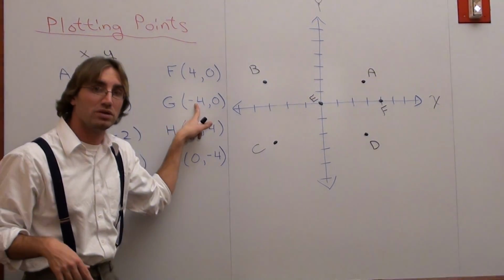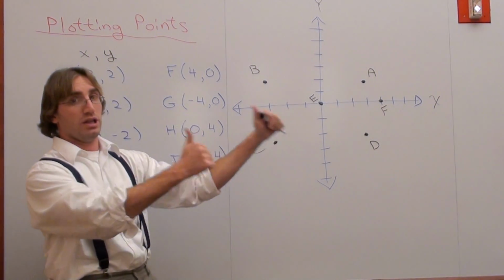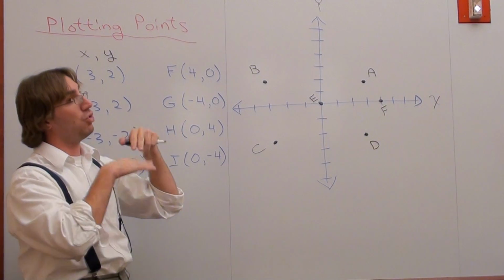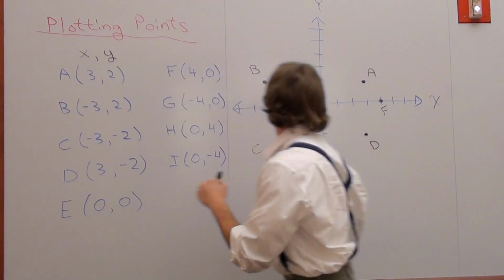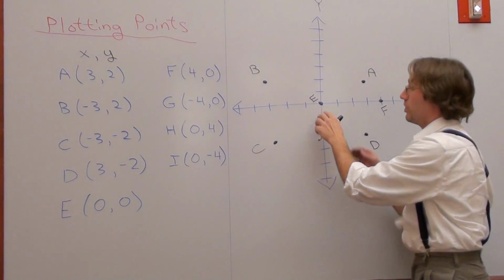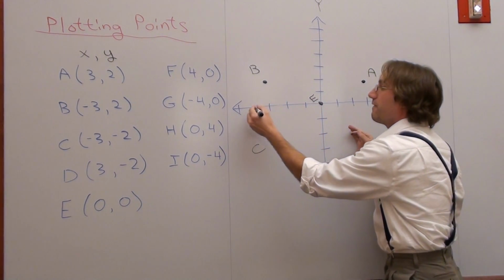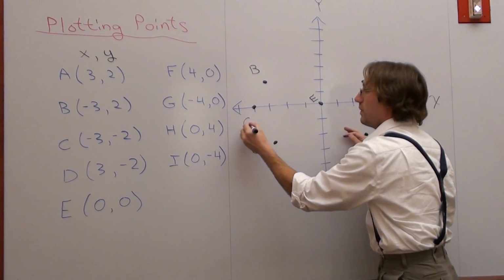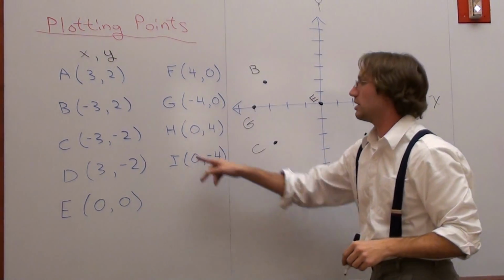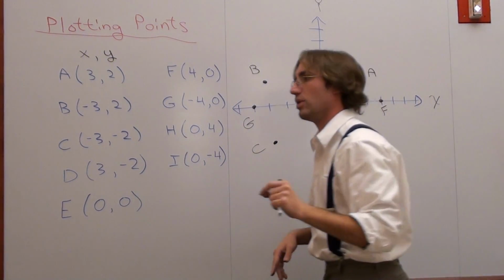G is -4, 0. So we're going to go left 4, nowhere on the Y. And we always start from the origin. We always start from this intersection. 1, 2, 3, 4. That's point G.